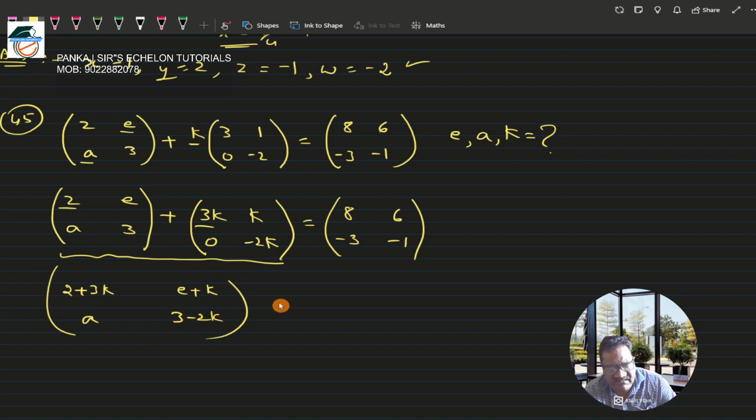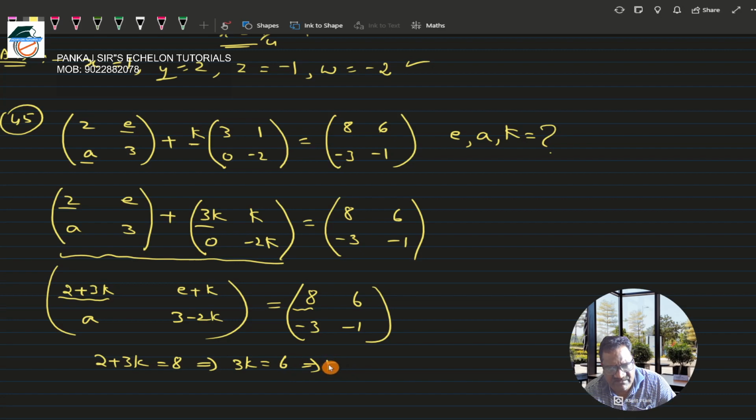Now this is equal to 8, 6, minus 3, minus 1. Now the two matrices are equal, so you can always equate the corresponding elements. So 2 plus 3K is equal to 8. This will give me 3K is equal to 8 minus 2, that is 6, and this will in turn give me K is equal to 6 upon 3, which is equal to 2. So I get K is equal to 2.